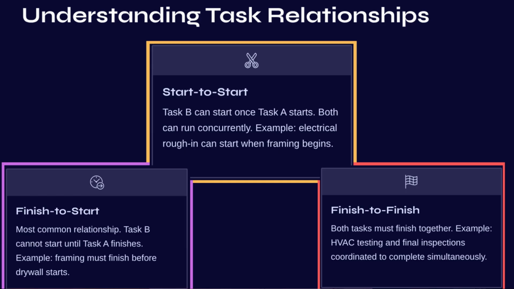Then we have start to start, where B can start once A has started. And then we have finish to finish, where both activity A and B must finish together. Start to finish is rare, but it means one cannot finish until the next one starts.